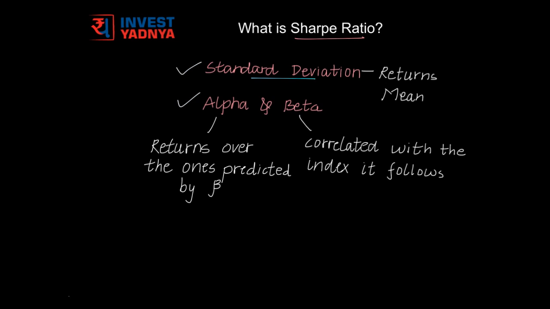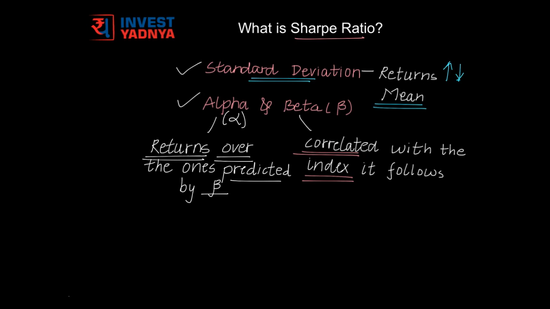Standard deviation value of a fund tells us the amount by which the returns may go up or down in correlation with its mean or average returns. The beta value of a fund tells us how closely the fund is correlated with the index it follows, and hence you could predict returns of the fund whenever the markets move up or down. And an alpha generated by a fund tells us the amount of returns generated by the fund over and above the ones predicted by its beta value.